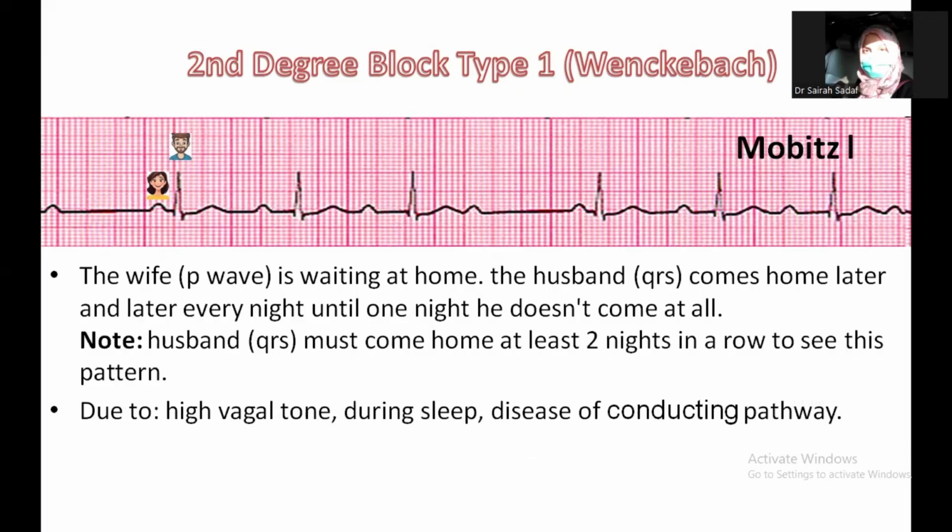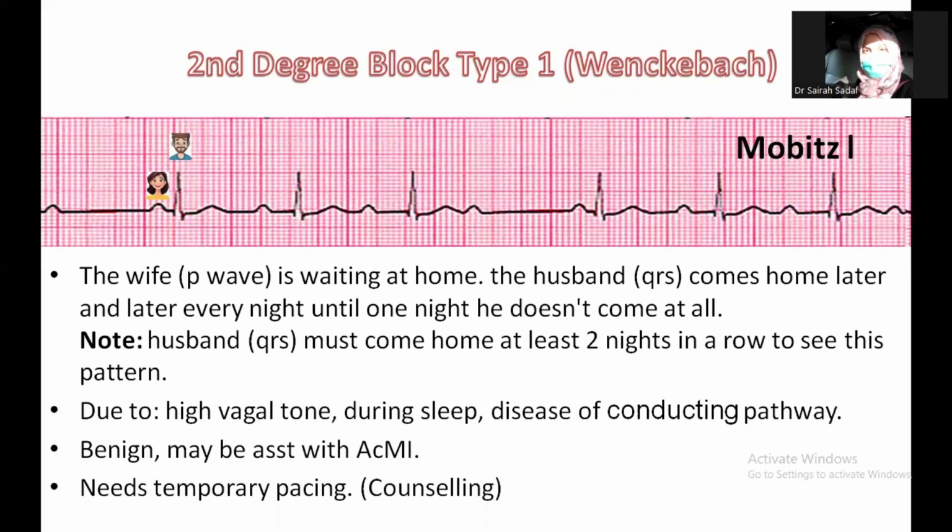Now, why may it happen? It may happen due to high vagal tone. It may happen during sleep. So it may be normal, or it may be pathological. It may be diseases of the conducting pathway. Of course, it may be due to that. Now, it's usually benign, but may be associated with acute MI. So don't forget that. It needs temporary pacing because he missed one night. So now the counseling should be there.